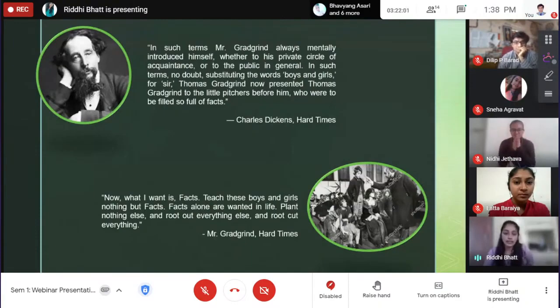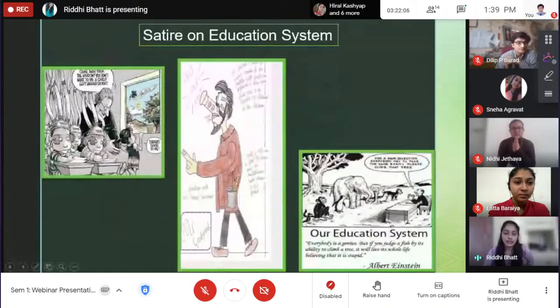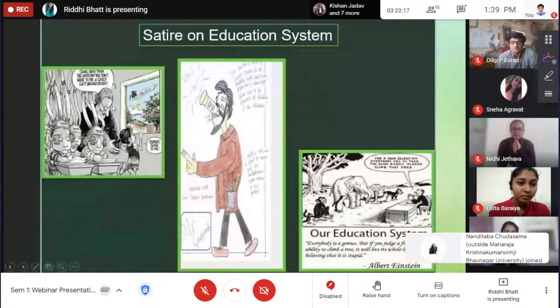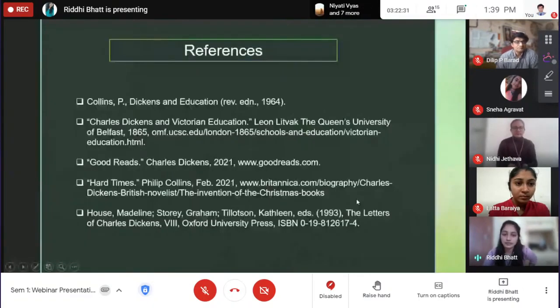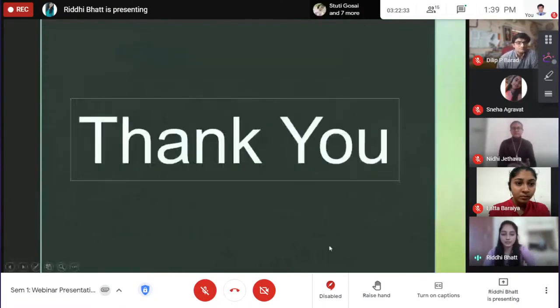Here I put some images, a satire of the education system. So we see three images. The first one shows all students sitting in the classroom, and one student looking at the window and nature. The second one is a caricature of Mr. Thomas Gradgrind, and the third one is our education system. So here are my references, and thank you so much.